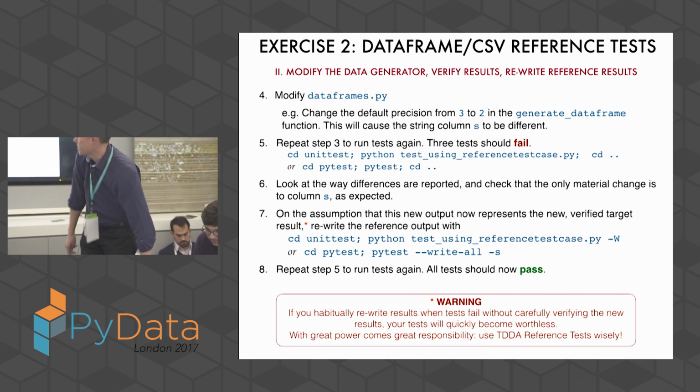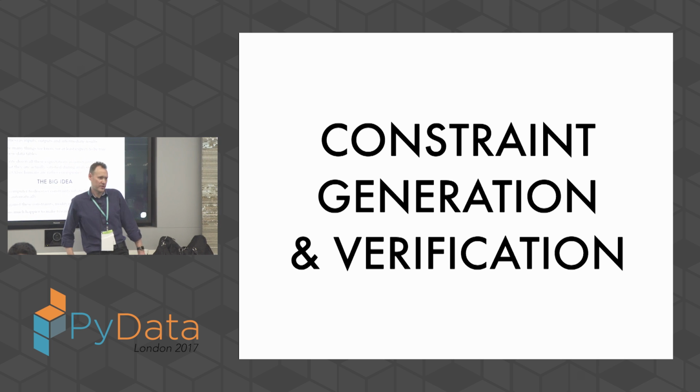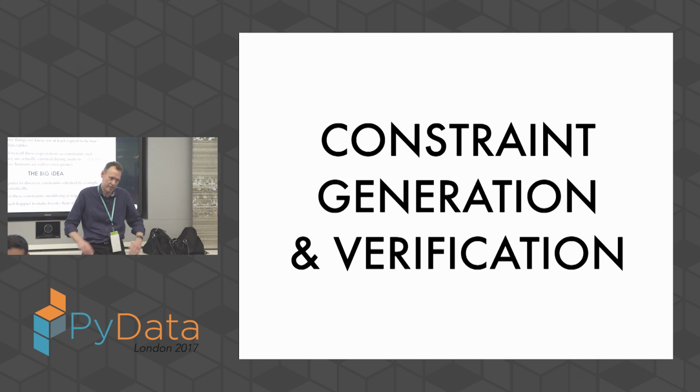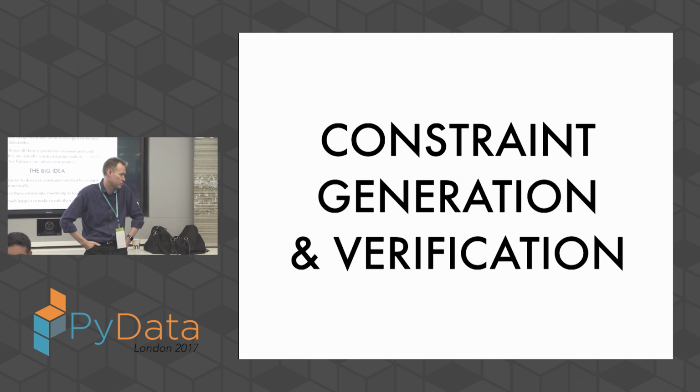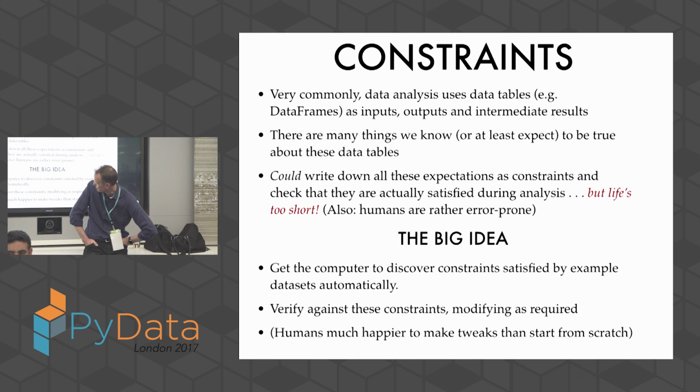So, constraints. Hopefully you'll agree that it's fairly common for data analysis to use data tables in some way. You know, data frames, whatever you want to call them. Tabular data with columns that have meaning and types and rows that are different values. Either as inputs or as outputs or as intermediates or all of those things. Certainly a lot of the analysis we do is like that. There are obviously other things like JSON, XML and binary data and so forth, but this is incredibly common.